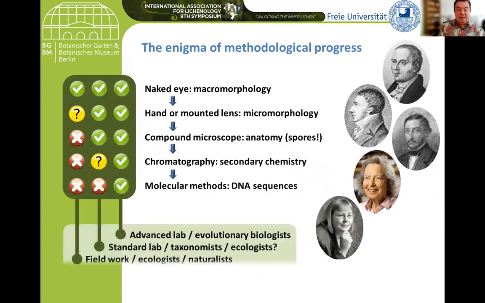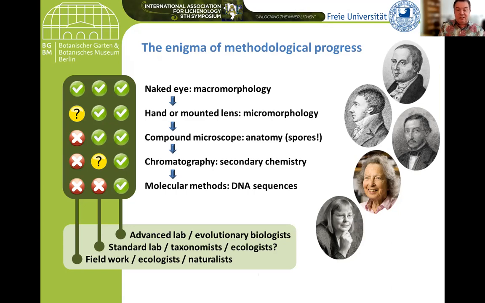If you look at these in the context of different settings, if you do field work, like most ecologists, naturalists, and hobby taxonomists, you have the naked eye, and you may have a hand lens, and this may allow you to see some micromorphological features, but not others. In a standard lab, which most taxonomists and maybe some ecologists have, you have microscopy. You may or may not have a TLC set, but you usually don't have access to molecular methods. And then in an advanced lab, you have everything, and it's mostly evolutionary biologists.